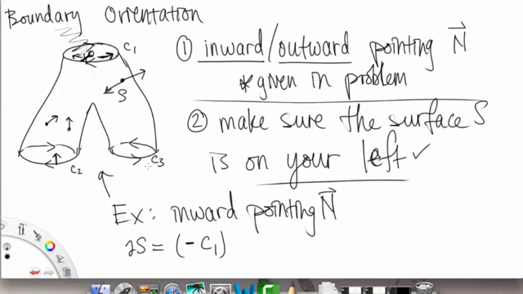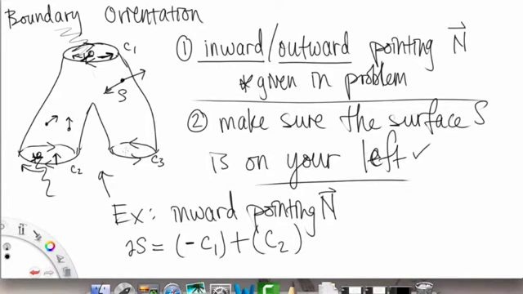Now let's look at C2. We have to determine that one. Again I'll put this little person down here, pointing in, walking in the direction of the arrow. He looks up and sees the surface, and looks down and sees air. So on his left side as he's walking, the surface is there. That's good. We do not need to reverse the orientation of C2, so it stays positive.